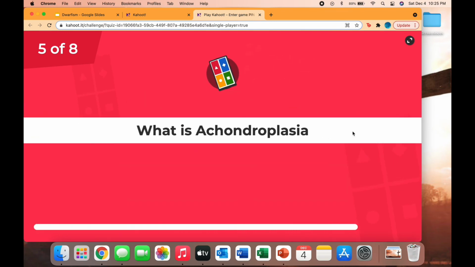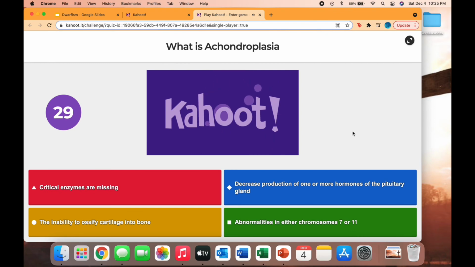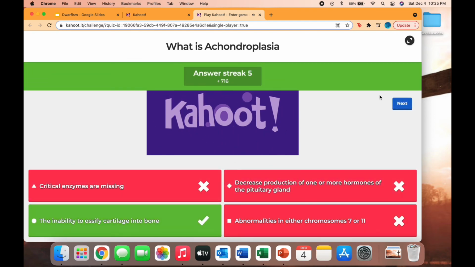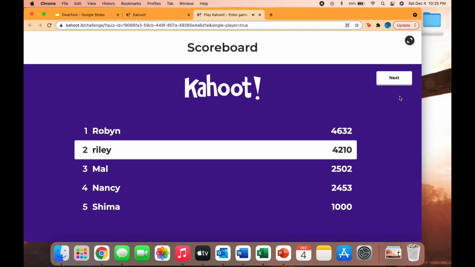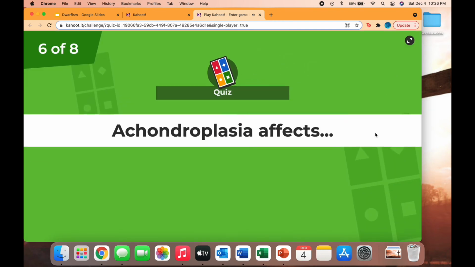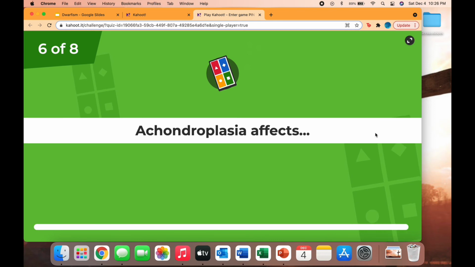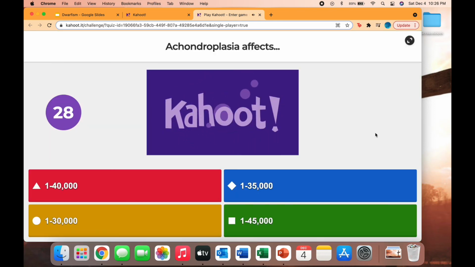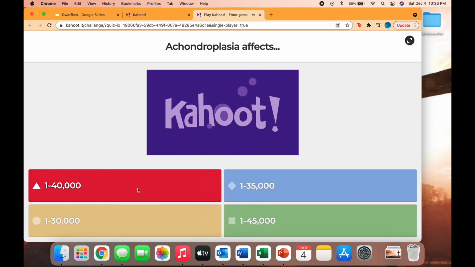What is achondroplasia? Critical enzymes are missing, the inability to ossify cartilage into bone, decreased production of one or more hormones of the pituitary gland, abnormalities in either chromosomes 7 or 11. The answer is going to be the inability to ossify cartilage into bone. Achondroplasia affects 1 to 40,000, 1 to 35,000, 1 to 30,000, or 1 to 45,000. The answer is going to be 1 to 40,000.